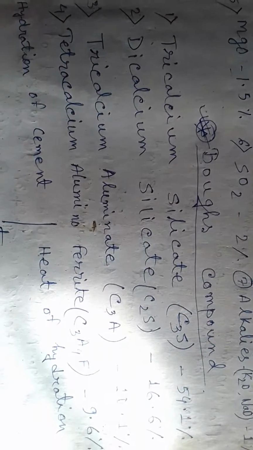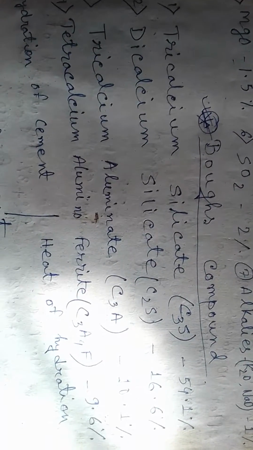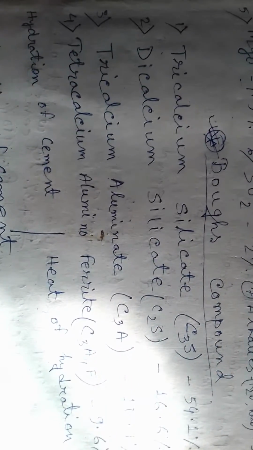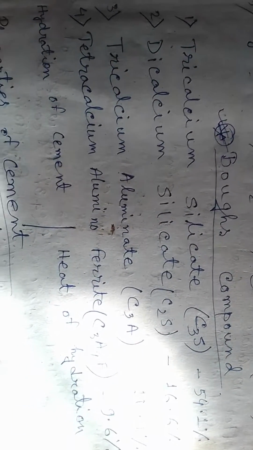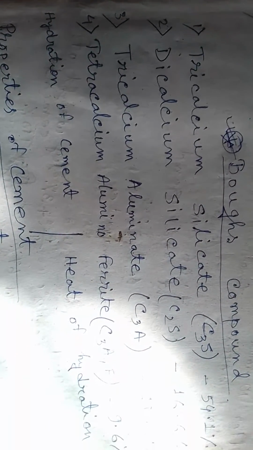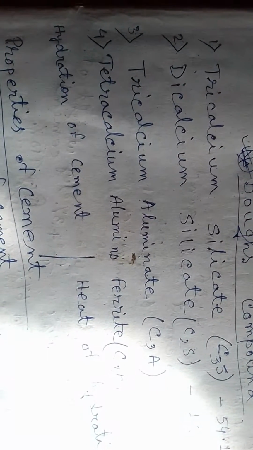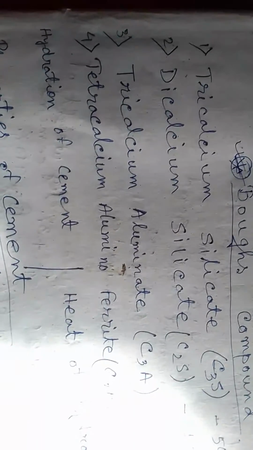Next, the most important thing is the Bogue compounds in the cement. First, tricalcium silicate C3S 54.1%, then dicalcium silicate C2S 16.6%, then tricalcium aluminate C3A 10.1%, then tetracalcium aluminoferrite C4AF 9.6%.